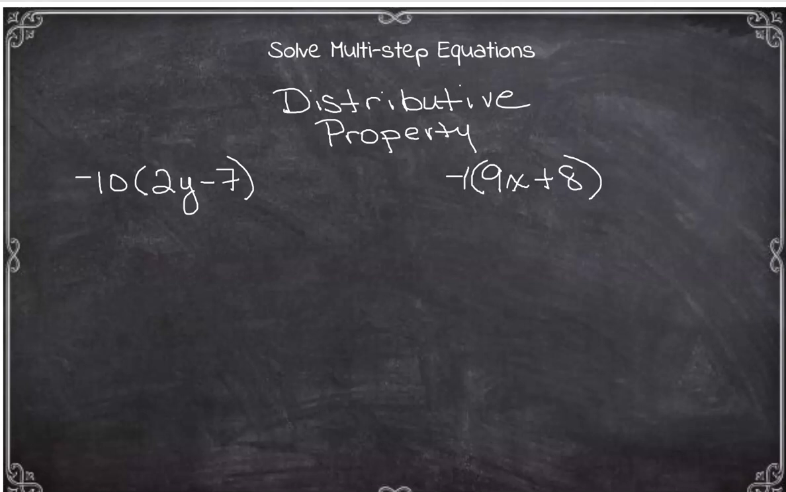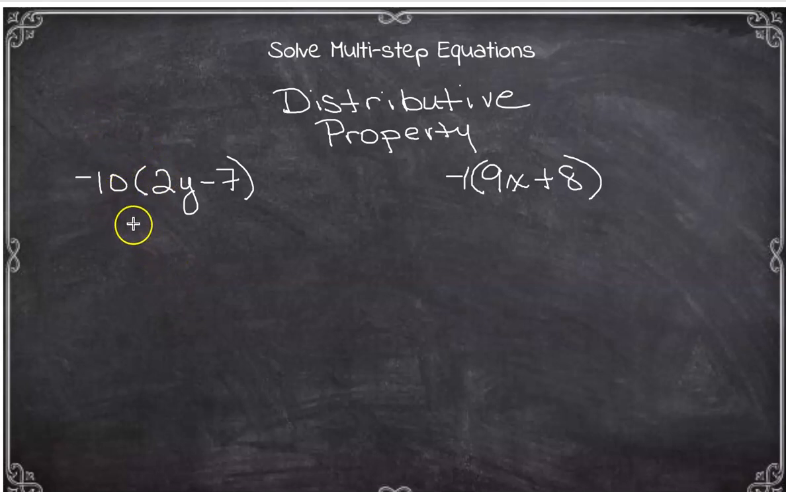In this video, we're going to discuss multi-step equations. Before we get to the multi-step equations, though, I want to just review distributive property. Distributive property is when you have a term on the outside of parentheses and then you have some sort of polynomial on the inside of parentheses. Usually it's a binomial. Usually it's just two terms, but sometimes it could be more than two terms.